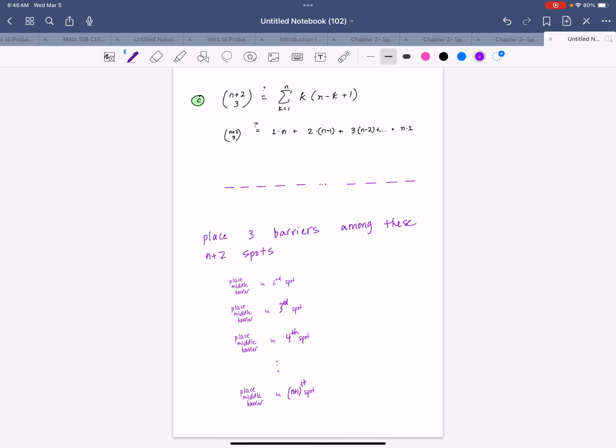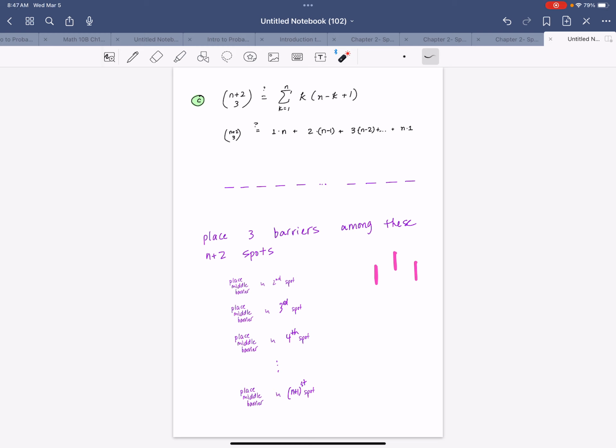Right? So here's the thing, I'm going to draw my barrier. So we've got 3 barriers to place. And we're saying, where are we going to place the middle one? Well, you could place it here in the second, or you could place it here in the third, or you could place it here in the fourth, or you could place it here in the fifth, and so forth. And then the last place for the middle would be the n plus first spot. So in total, I have n plus 2 spots, and I am trying to place 3 barriers in the n plus 2 spots.